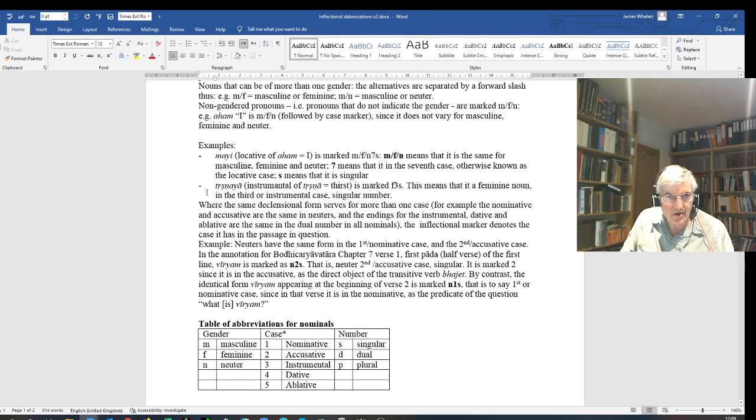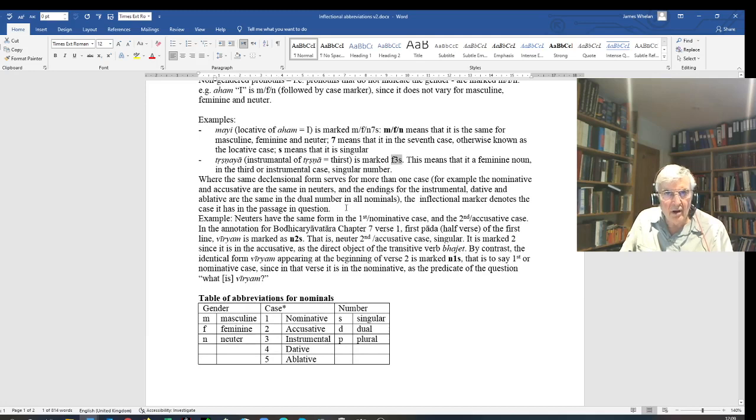Look at the next one. Trishnaya. Instrumental of the Trishna, Sanskrit here, Tanha in Pali. Trishnaya, thirst. You'll find this marked as F3S, feminine, third case, instrumental, S for singular, and so on.